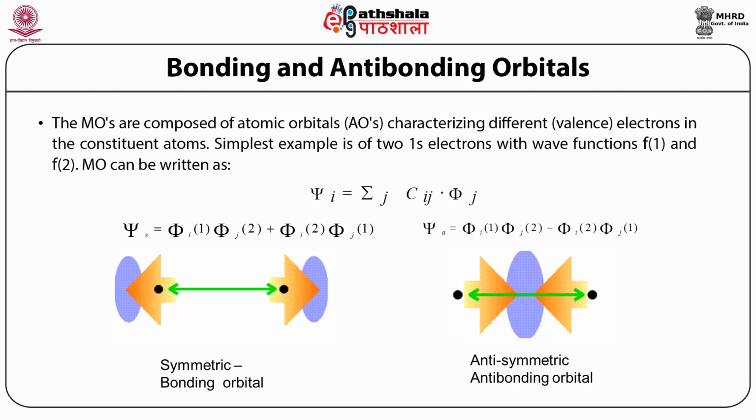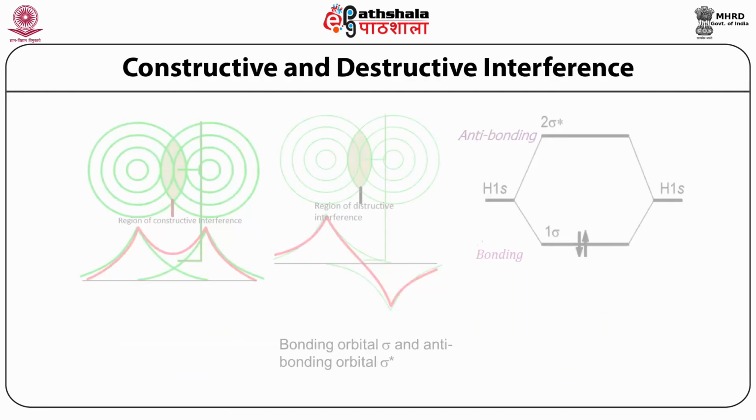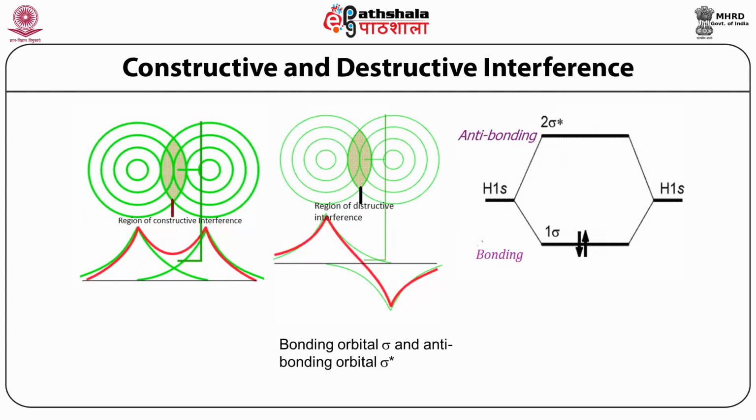Both are products of the two wave functions. Now in the first case, these two are added, and in the second equation, these are subtracted. So the first is called the symmetric bonding orbital, and the second is called the antisymmetric antibonding orbital. So how do these symmetric and antisymmetric, or bonding and antibonding, orbitals arise?